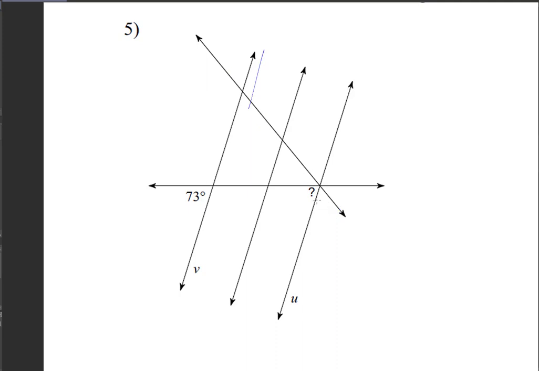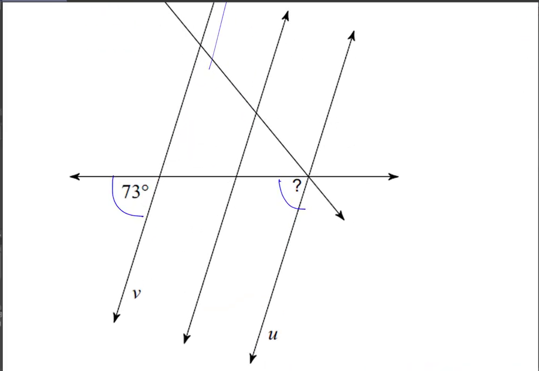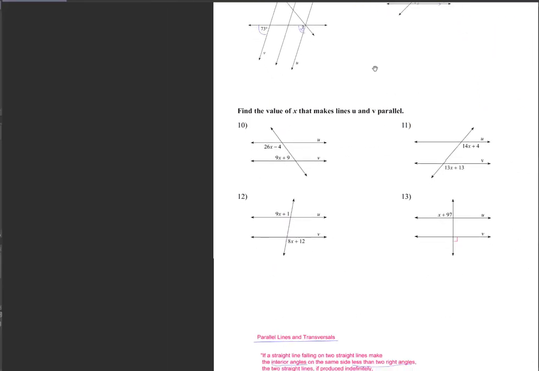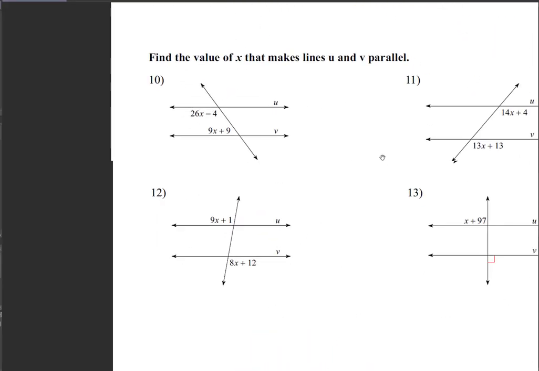Don't mistake those for congruency marks, right? But this angle here would have to be congruent to that if we wanted these to be parallel, because, once again, corresponding angles are congruent. So this would have to be 73. All right, find the value of x that makes lines U and V parallel.